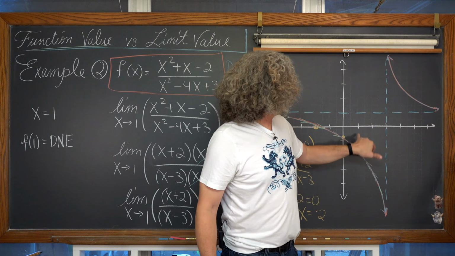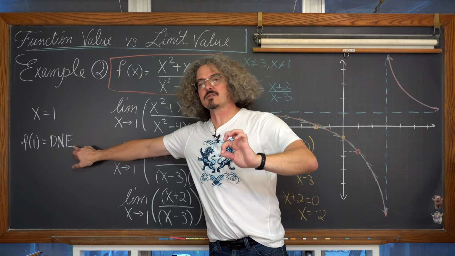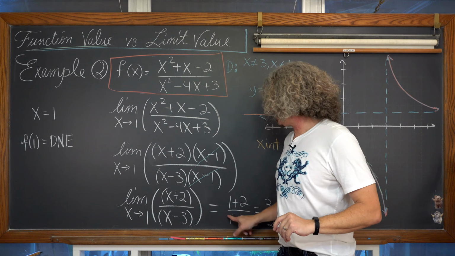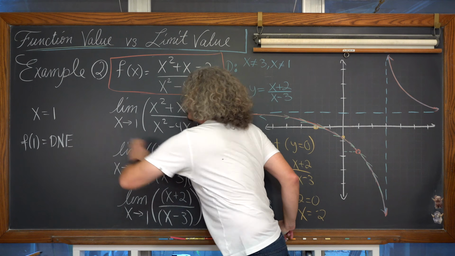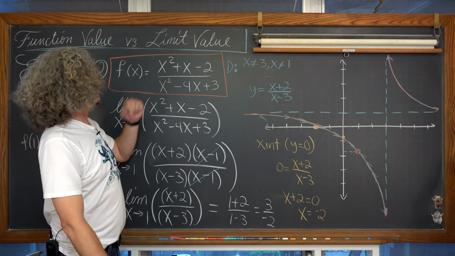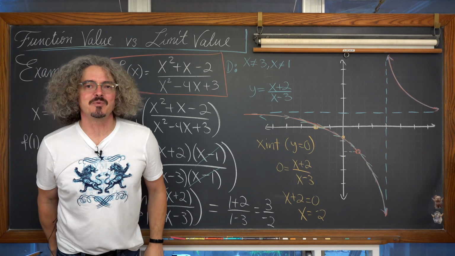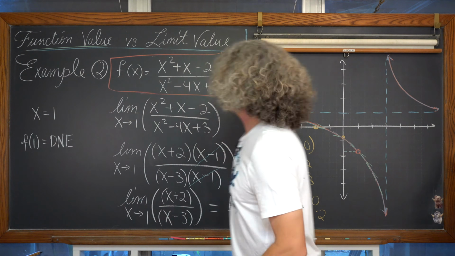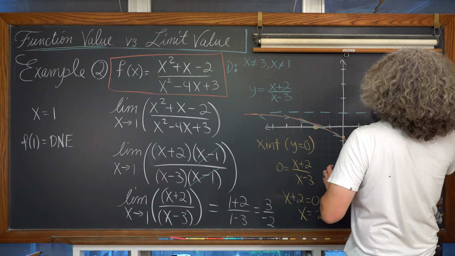If at a point either the function does not exist or the two-sided limit does not equal the function's value, then you have a discontinuity at that point. And yes, this function was discontinuous at x equals 1. That's why, hopefully, you found this to be a nice example. Let's get on to example number 3 and having a little bit of interest in it.